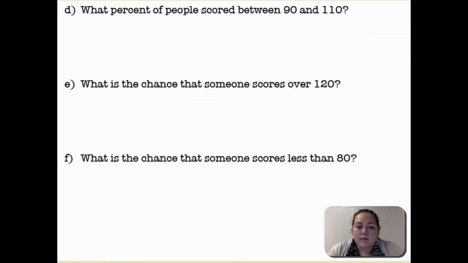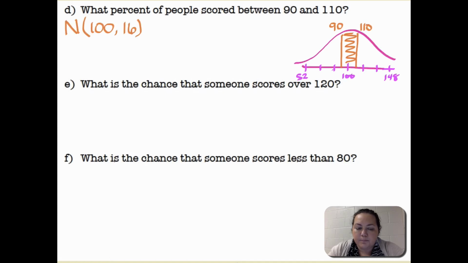All right, on these we're going to do it in your calculator. What percent of people scored between 90 and 110? So I have my normal model with a mean of 100 and a standard deviation of 16. And I drew my normal model. Okay, so that's part of showing your work. Drawing and kind of sketching, I would put the mean and I would put at least 1 standard deviation above, 1 standard deviation below. Have those labeled. And then I want to go from 90 to 110.